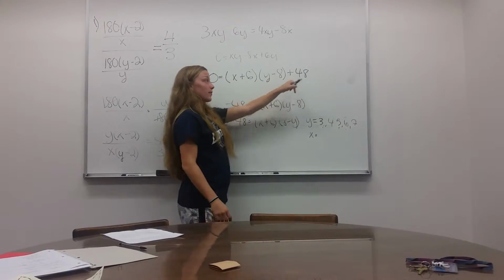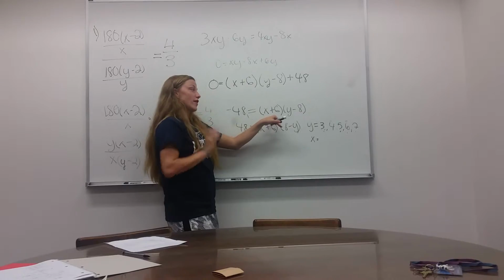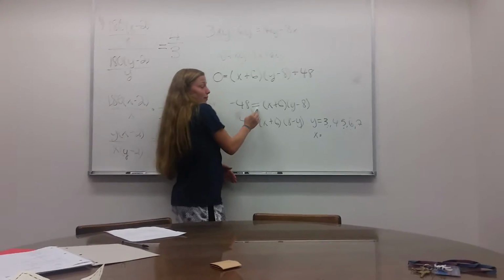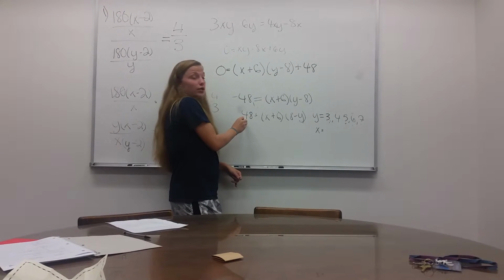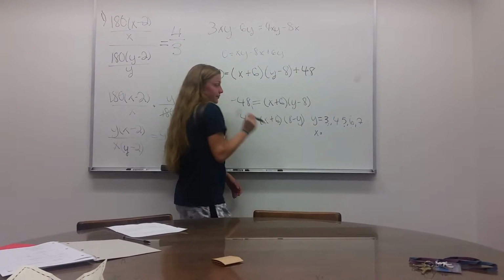So now we're going to take the 48 and move it to the other side, so that way we can solve for a variable. But since it's negative, we don't want a negative on this side. So you're going to divide by negative 1, which is going to leave you with 48 equals quantity x plus 6 times quantity 8 minus y.